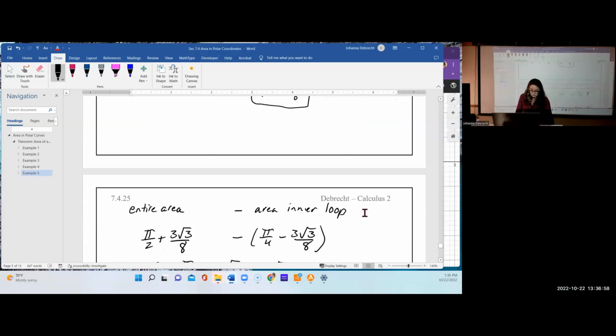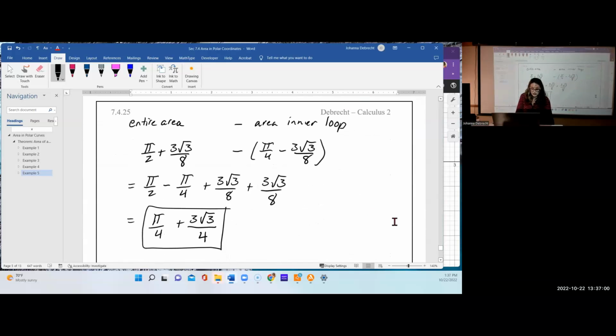Now what we want to do next is compute the area of the Riemann Sum minus the area of the inner loop. So we take the value we got for the entire area and we subtract the area for the inner loop. You need to distribute the negative, combine your like terms, and the final result is pi over 4 plus 3 root 3 over 4.